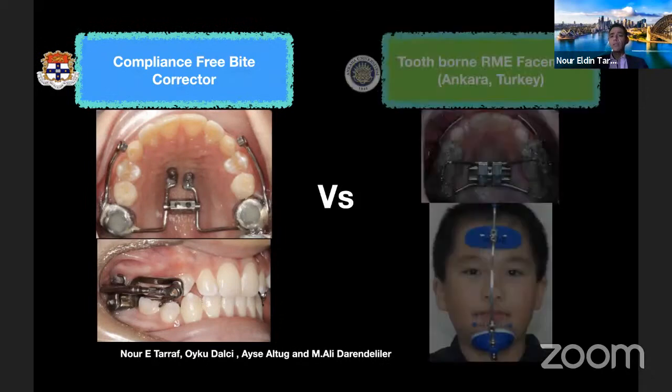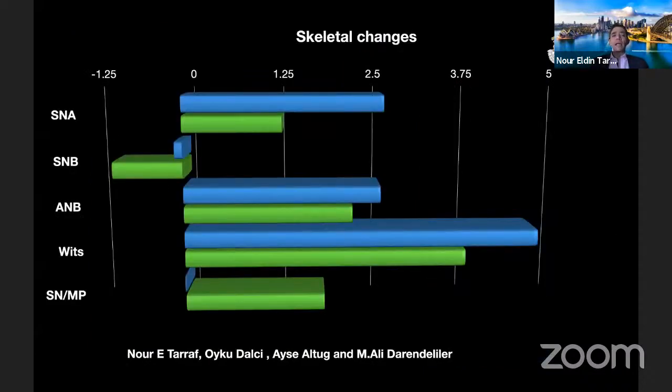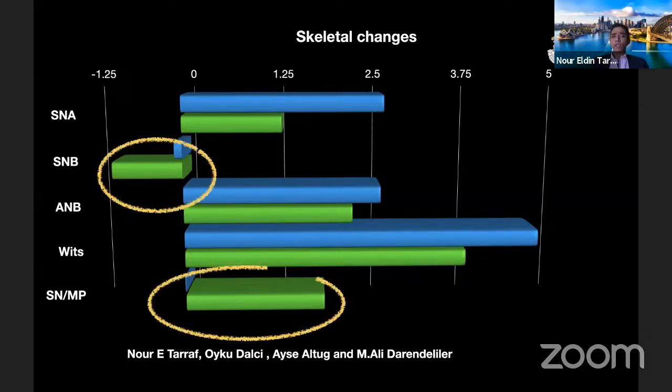So when we compared that to a tooth-borne face mask, what we found was that we did get more skeletal protraction in the bite corrector group. We also had less of an effect on the mandible in that same group. The overall skeletal correction was better. And the other thing is there was no backward rotation of the mandible. So that, again, could be a favorable outcome, especially when we are considering cases with high angle.